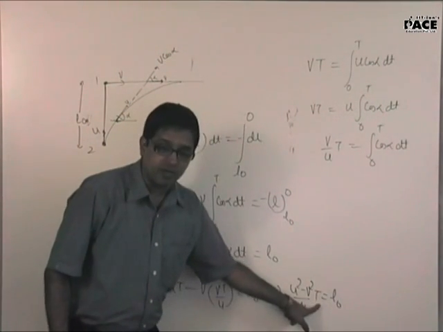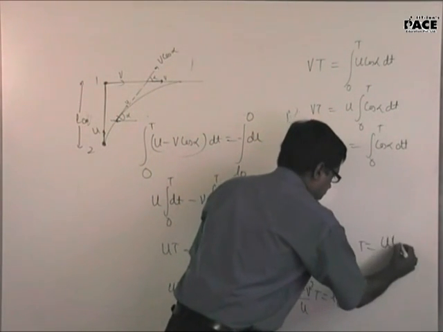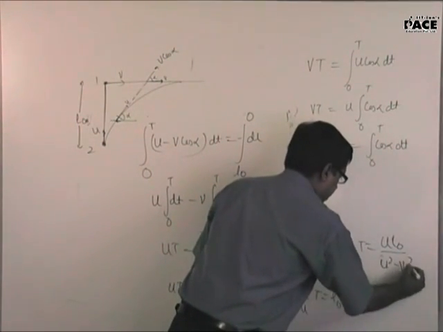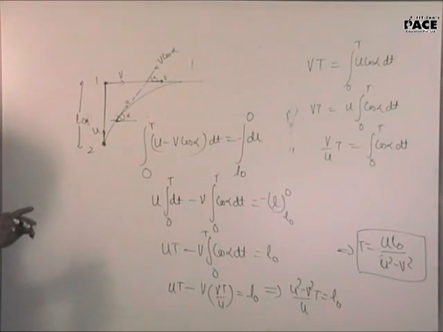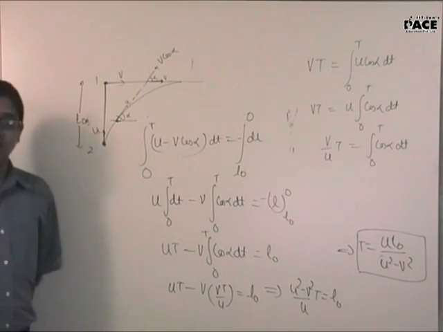If you want the time after which they meet, the time after which they meet is u L naught by u square minus v square. Am I right? Yes, u L naught by u square minus v square.